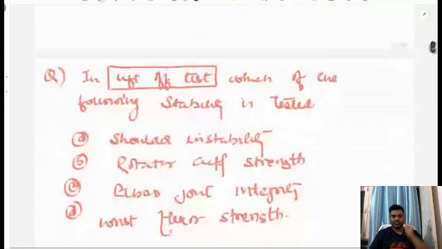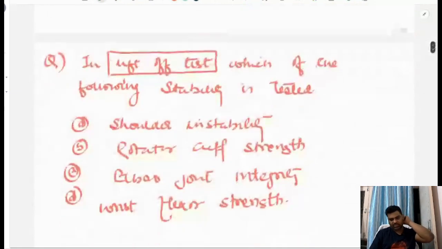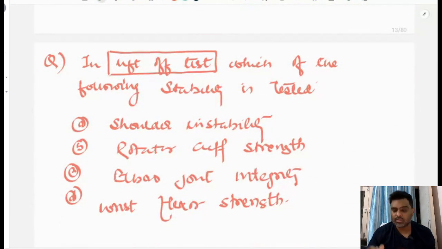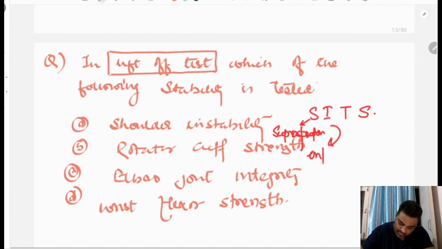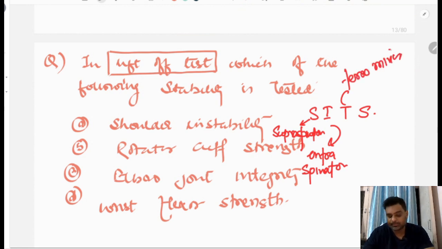In lift off test, which of the following structures is tested? Now, please remember the muscles of the rotator cuff. These are four muscles which we already know by the mnemonic SITS. S is for supraspinatus, which we have just seen. I is for infraspinatus, T is for teres minor, and S is for subscapularis.